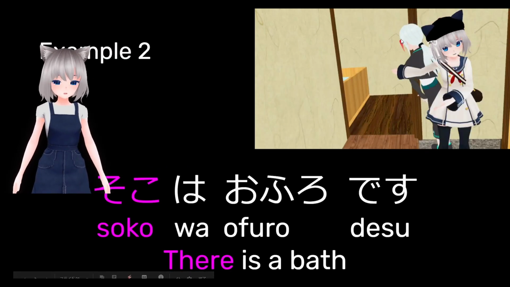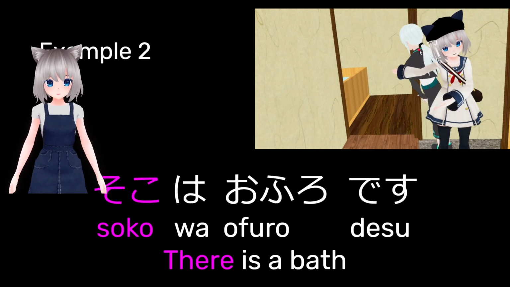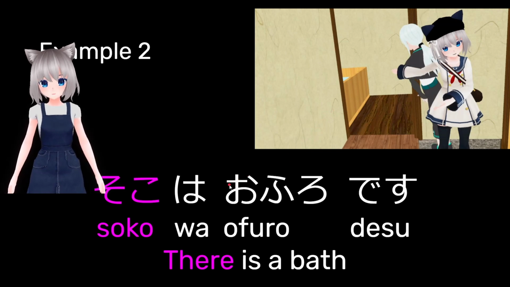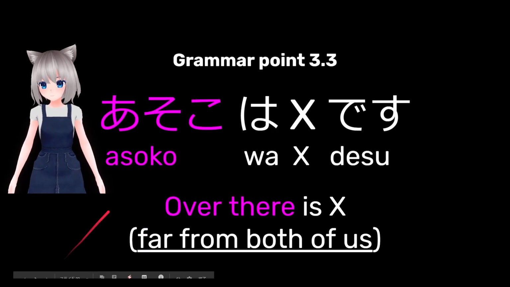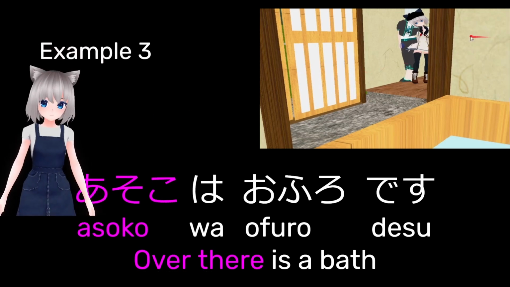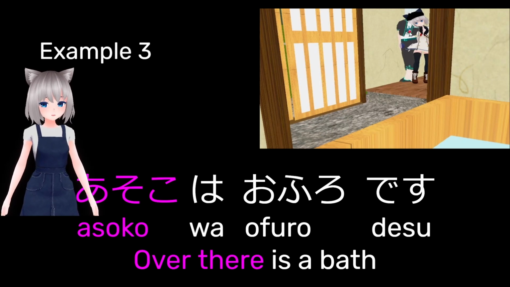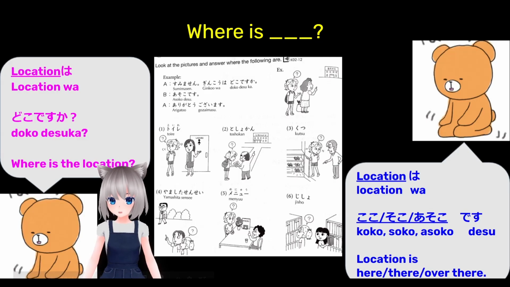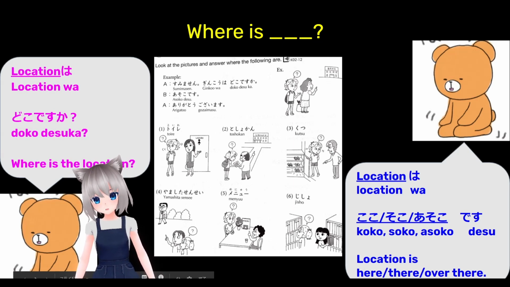I have a friend here, the guy with the white hair. そこはお風呂です。So that bath is closer to him. I'm speaking to him, so it's closer to him, so I would say そこはお風呂です。あそこは X です。あそこ is away from both of us. It's a terrible photo, but the bath is away from both of us. So あそこはお風呂です。Okay, let's practice. We're going to do a practice similar to the last one.